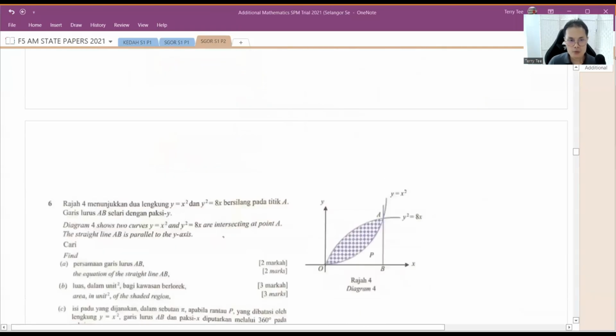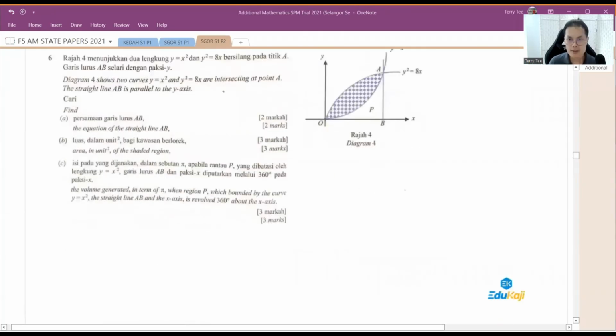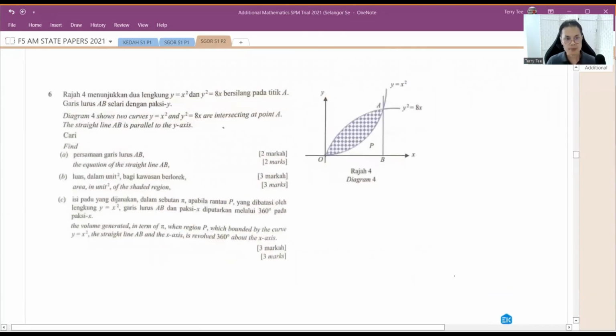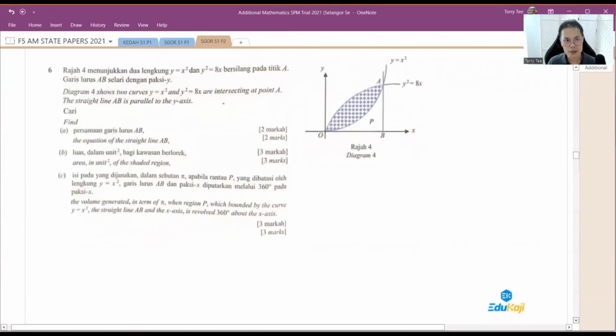Okay, moving on to question number 6. This is your Form 5, chapter 3 integration. Okay, so let's start. Here we have two curves, y equals x squared and y squared equals 8x.